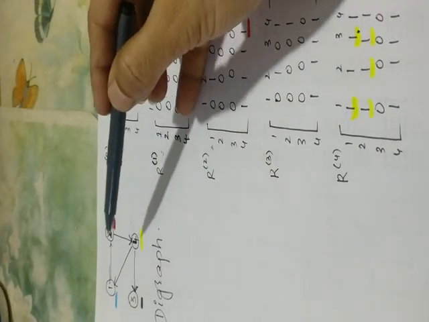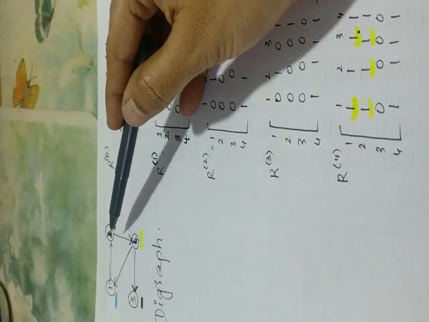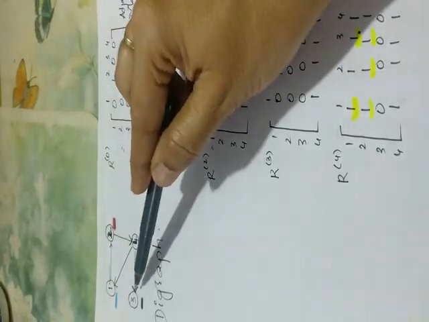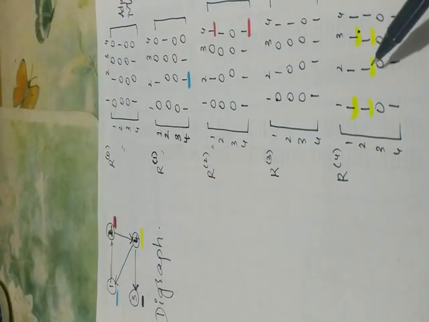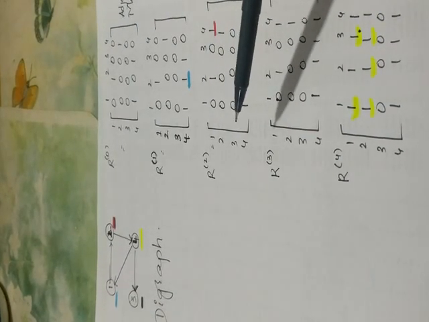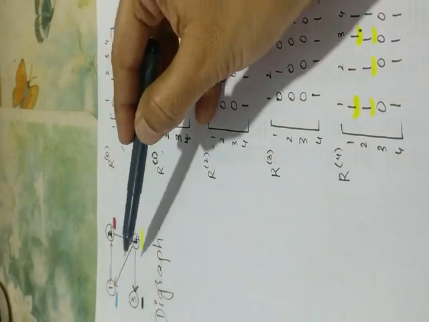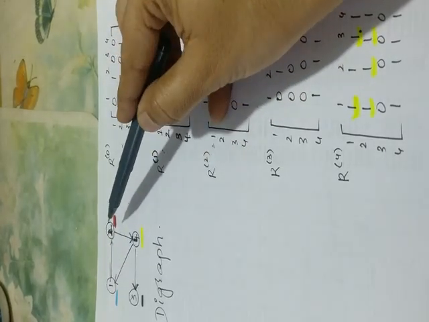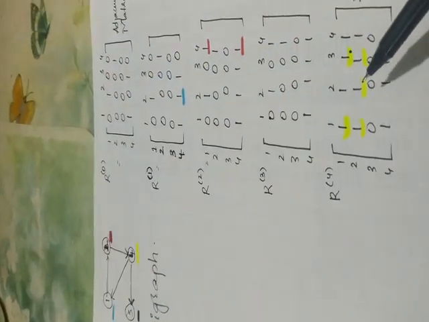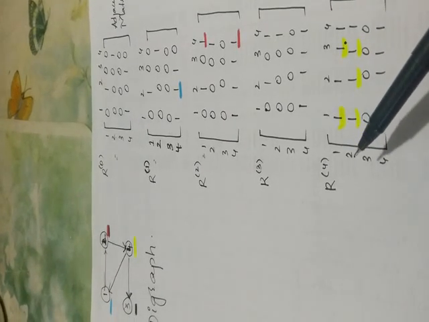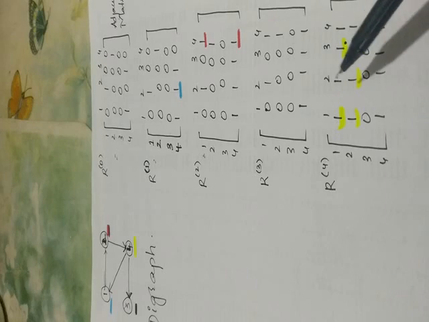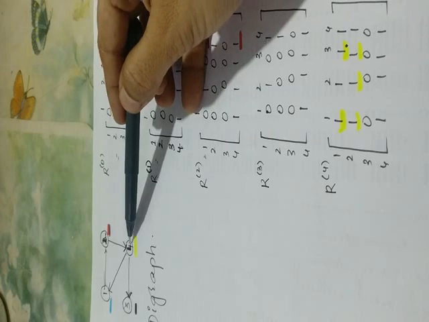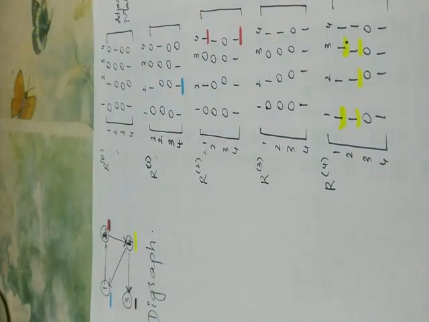Next, taking vertex 2. From 2 I can reach 4, that is a direct edge. From 2 I can reach 3 via 4. And from 2 I can reach 2 also. How? You can see here 2 to 4, 4 to 1 and 1 to 2. So via 4 and 1 I can reach 2, and that is also reflected here. So now you can see 2 to 1 I can reach, 2 to 2 I can reach and 2 to 3 I can reach using intermediate vertex 4. So this is how Warshall's algorithm works.